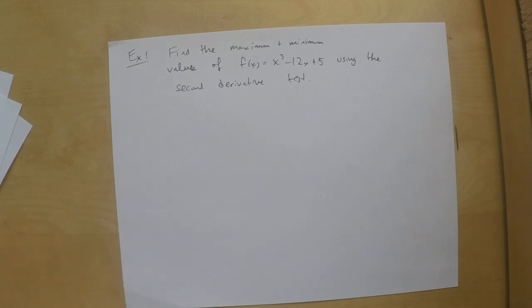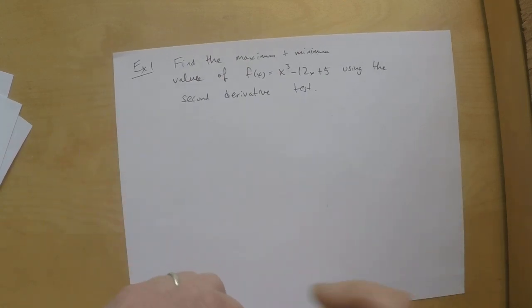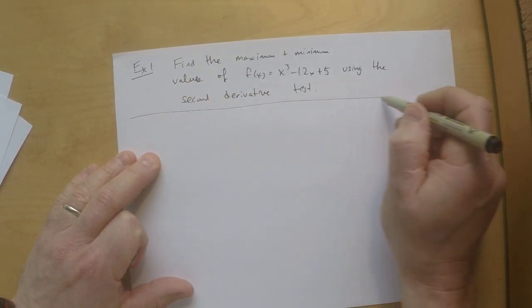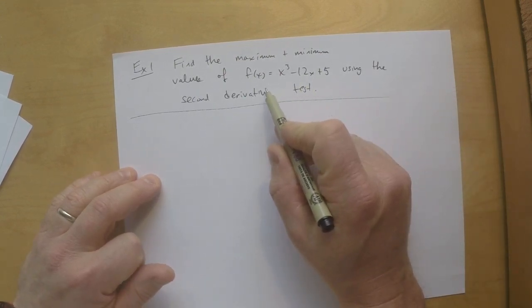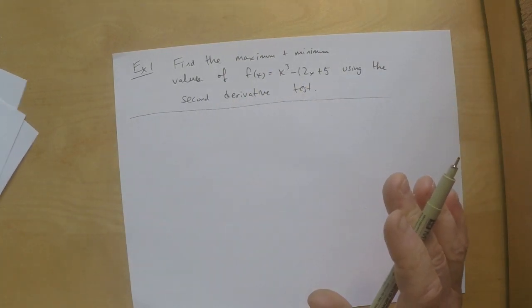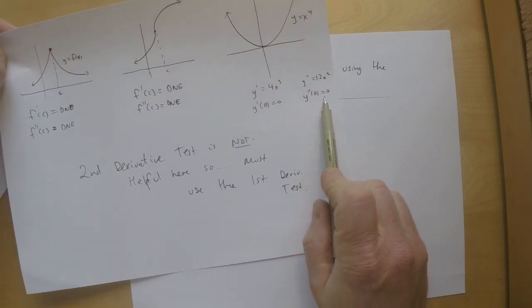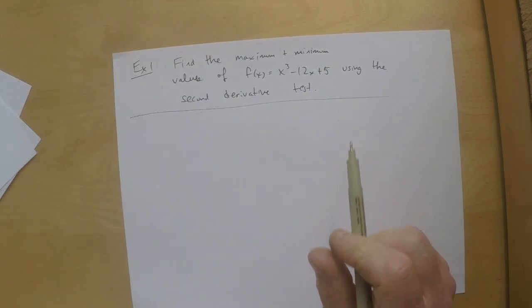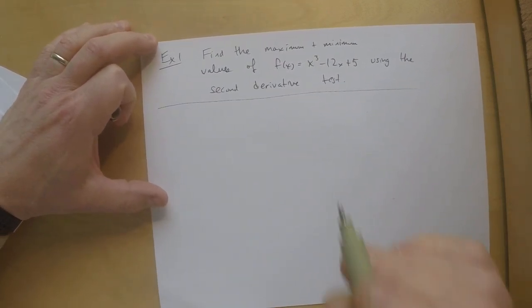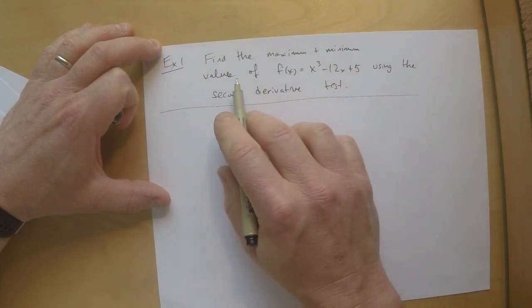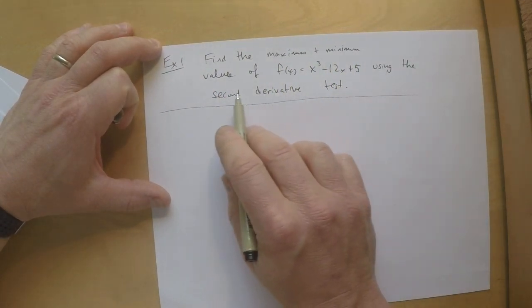First example. The only time I must admit I do like the second derivative is if it's a polynomial. Then the second derivative is so beautiful, unless you get into a situation like this, and if you do, it's just really unlucky. All right, so find the max and min value for this function, this cubic, using the second derivative test.